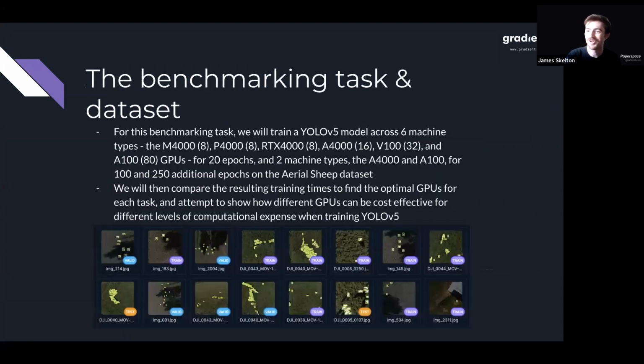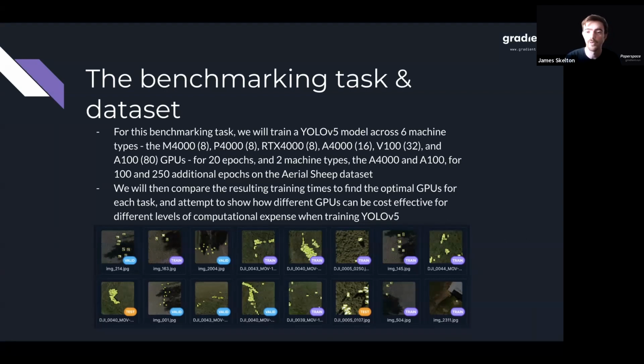Okay, well, that is enough talking about the hardware. Let's get into the actual benchmarking task. So for this benchmarking task, we trained a YOLOv5 model across 6 different machine types. These were namely the M4000 with 8 gigabytes of VRAM, the P4000 also with 8 gigabytes, the RTX 4000 with 8 gigabytes, the A4000 with 16 gigabytes, the V100 with 32 gigabytes, and the A100 with 80 gigabytes.